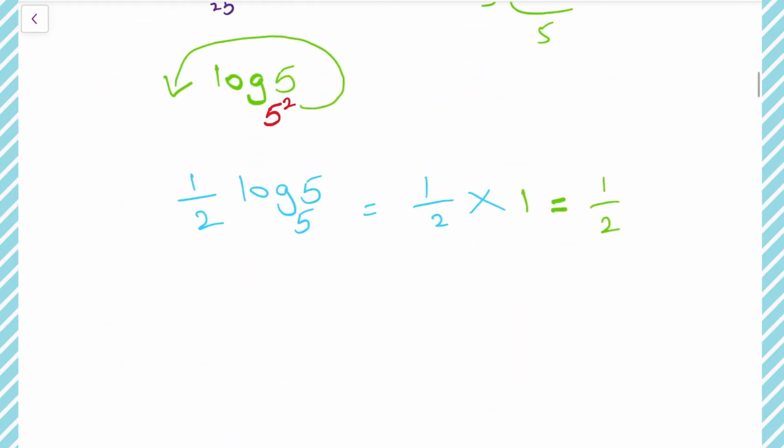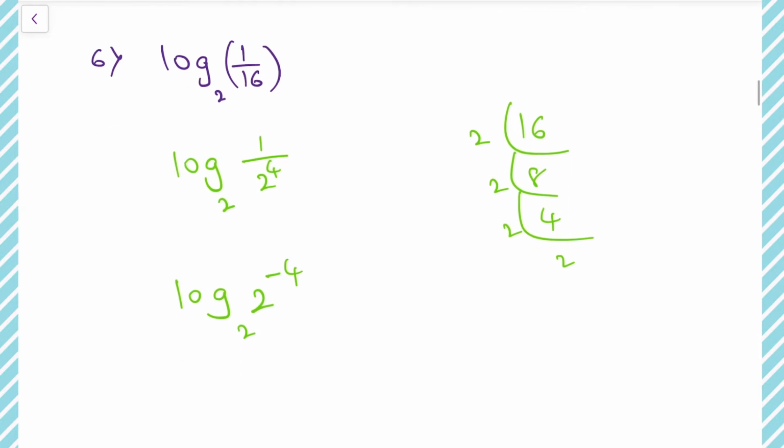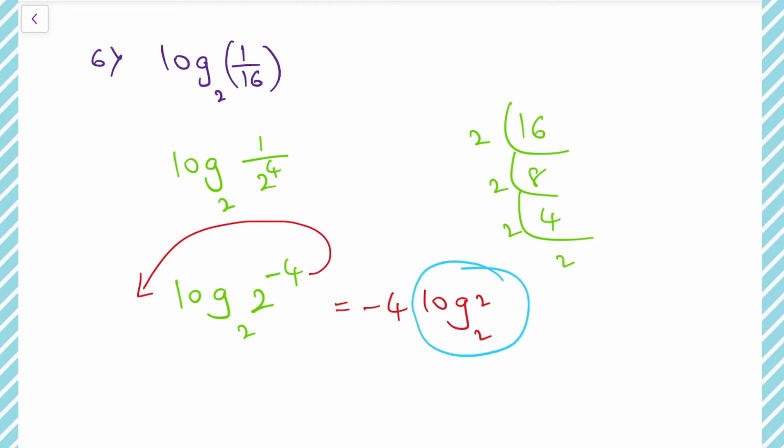Now just observe the difference between the previous question and this question. In the previous question the power is for the base, whereas in this case the power is for the main number only. So if the power is for the main number, if we take it to the front side, it remains the same. So minus 4 is as usual minus 4 only. The remaining is log 2 base 2. We know very well log 2 base 2 is nothing but 1. So our final answer will be minus 4 times 1, that is minus 4.